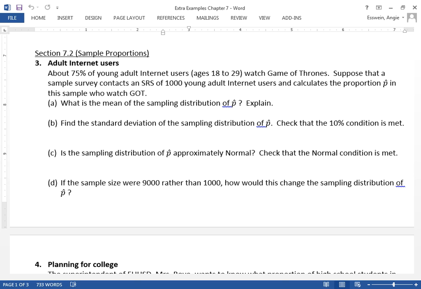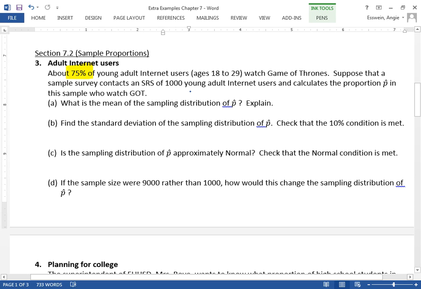For example, adult internet users. This is section 7.2 on sample proportions. We already magically know somehow that 75%, so we already know p, which isn't usually the direction that we go in statistics, but remember, this is a tool that's getting us to be able to figure that out eventually. So we know 75% watch Game of Thrones. We know this about our population.